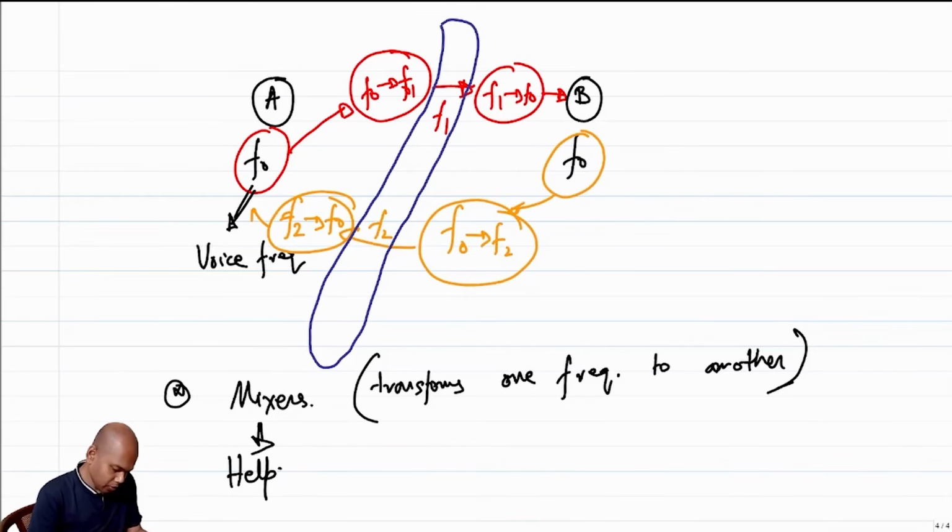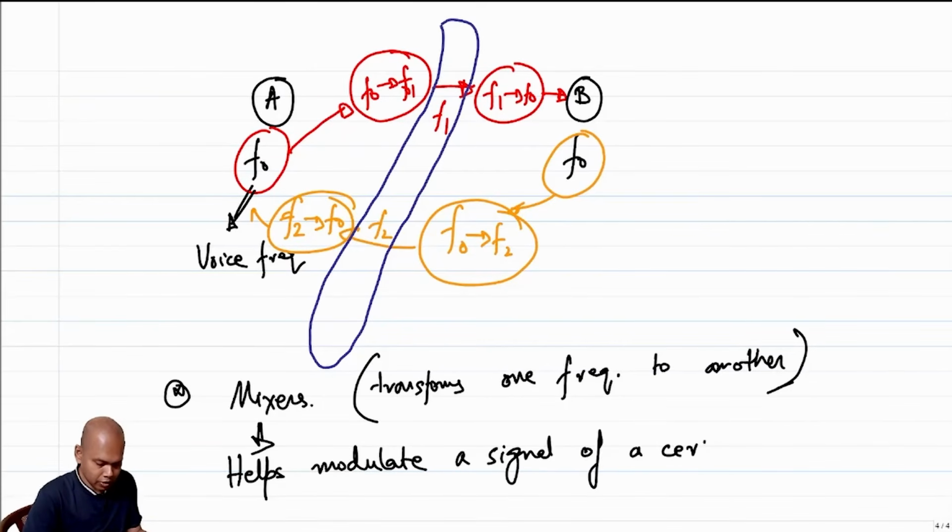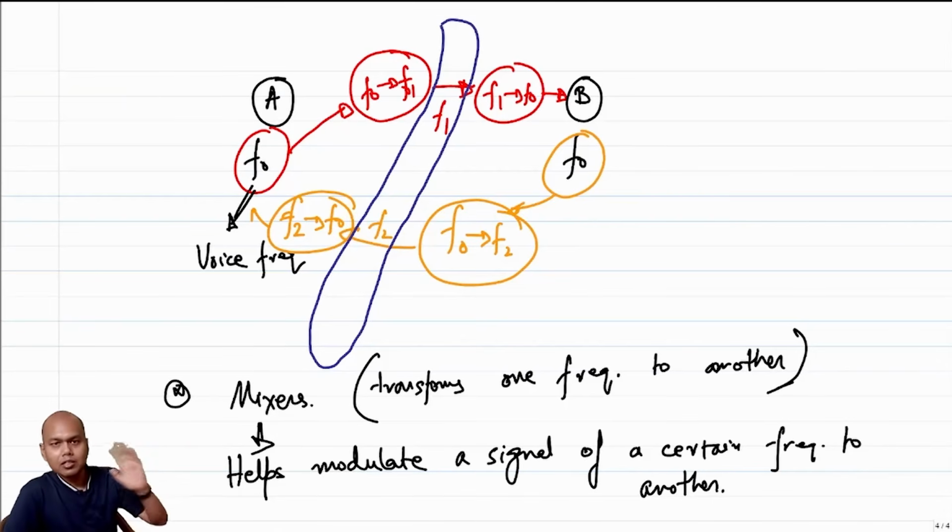They help modulate a sinusoid or a signal of a certain frequency to another. And as it turns out, mixers are an integral part of any RFIC signal chain, and we will also learn about mixers in some amount of detail.